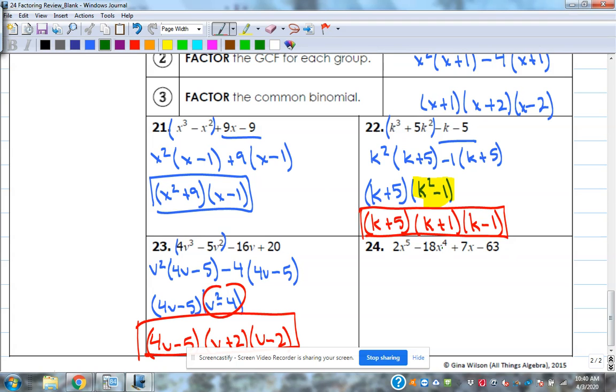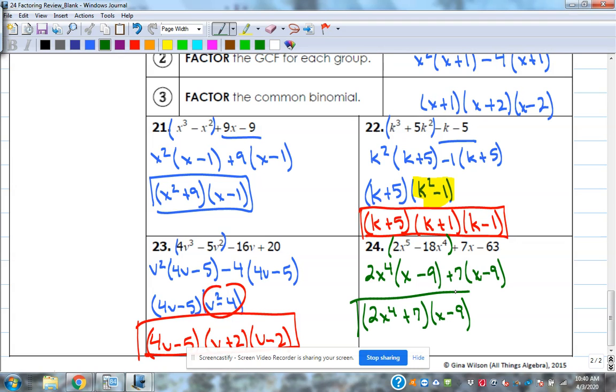All right, 24. Last one here in the notes. First pair is going to have a GCF of 2x to the 4th, leaving x minus 9. And the second pair is 7x minus 9, or 2x to the 4th, 7x minus 9.